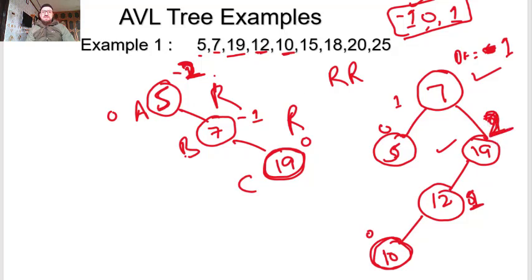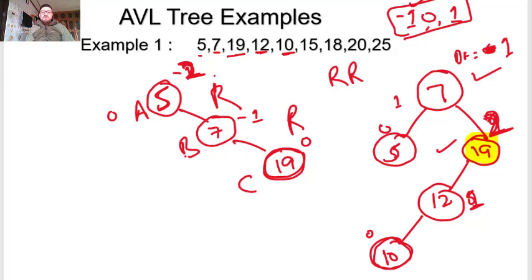Now the 19 is in a problem, right? So this node is in a problem. So we have to stop here, and we have to balance it, and we have to see which rotation we will apply.